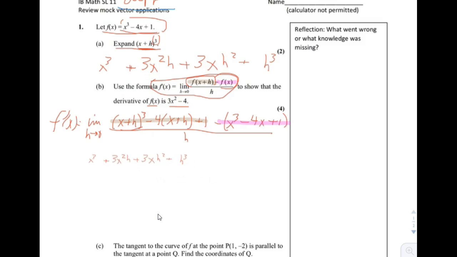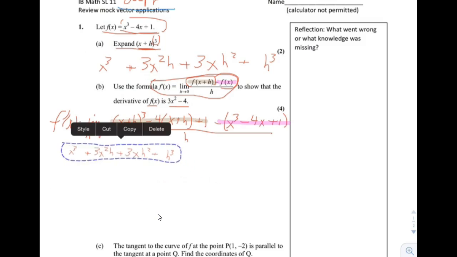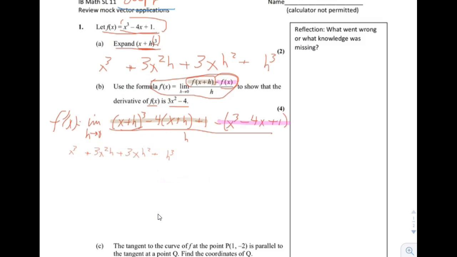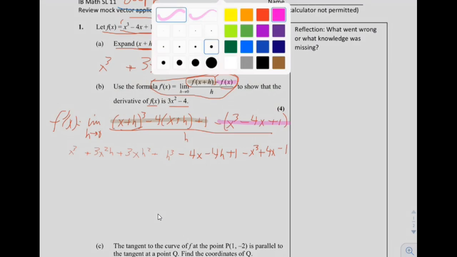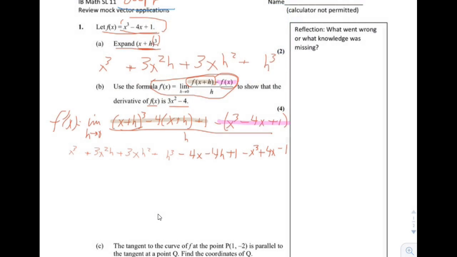Okay, so that's the first part of the brown part, and then we'll expand the rest, which is minus 4x, right? Because it's minus 4 times (x plus h), so minus 4x minus 4h plus 1. And then we're going to write the pink part out, which is minus x cubed. I'm going to distribute the negative sign, plus 4x, and minus 1. Okay, now I'm going to use the blue color, and I'm going to cancel out things that cancel out. x cubed minus x cubed cancels out. 1 minus 1 cancels out. Minus 4x plus 4x cancels out.